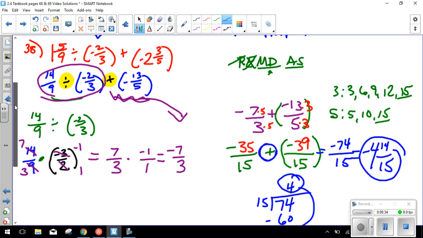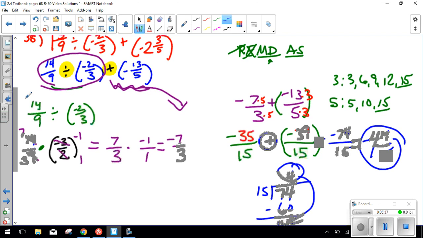I should be able to see all of this work for 38. Okay, I will be deleting it now, so if you need any of it, please pause.